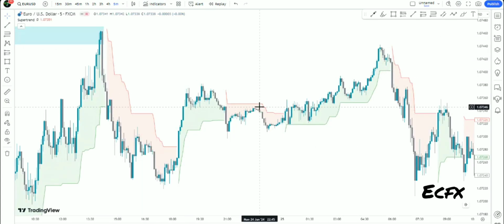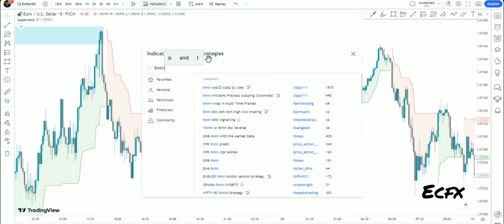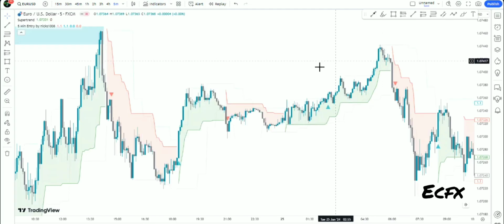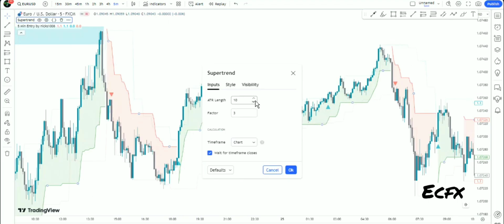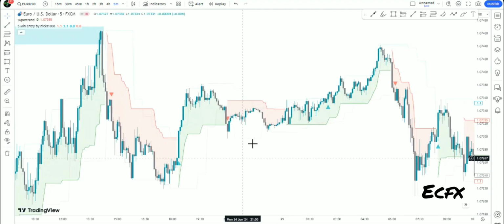It's going to look something like this. And then you're going back into the indicator section and you are going to type in 5-minute entry by Nix, intraday long and short 5 minutes. You're going to tap on that and it's going to look something like this all together. What you're going to want to do next is tap onto the super trend settings and make that 21, and it's going to look something like this. So it's not too much of a difference, however it will help you when you're looking for trades.